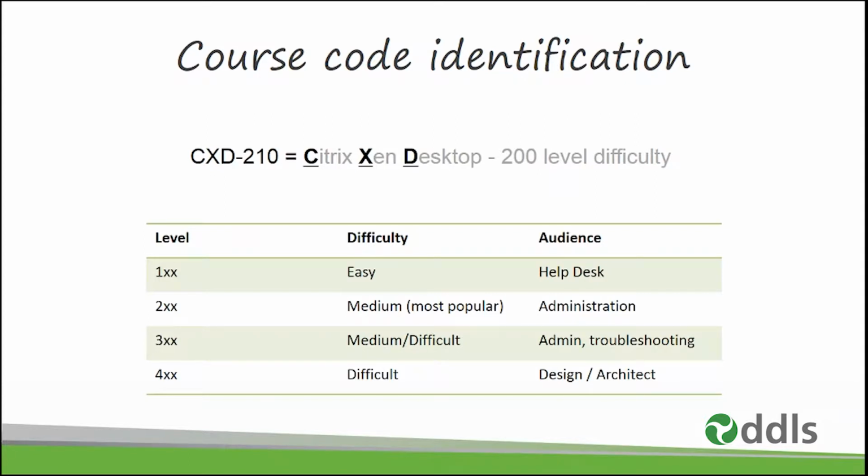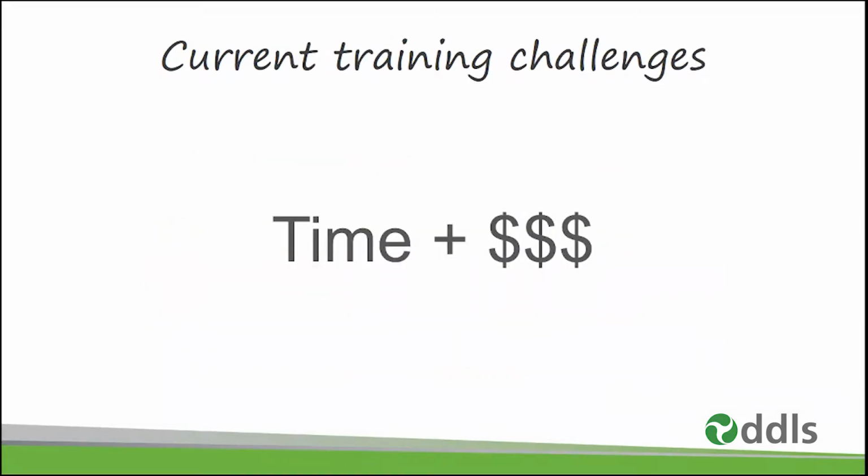And of course, your highest level, the 400, is the most difficult course level, and these courses are aimed at students looking to design, or even run as an architect, designing and architecting Citrix infrastructure, or network, should I say.